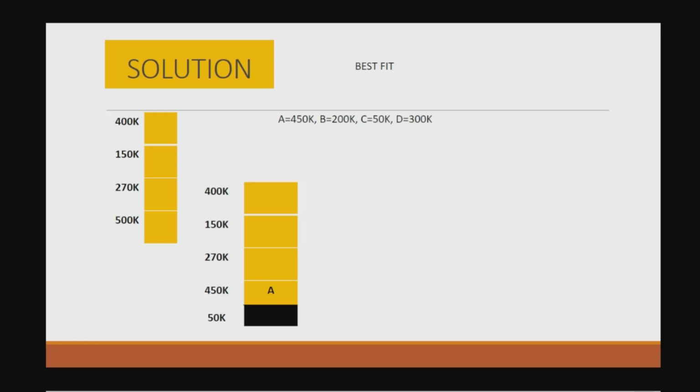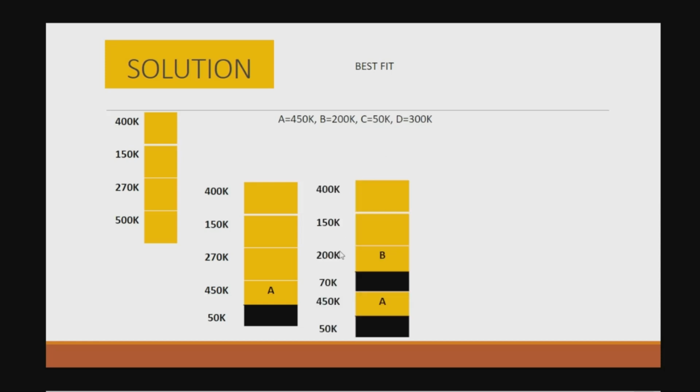So the next process is process B. So this one is best fit. Best fit means it tries each partition, then gives the smallest balance for the unused memory. So 200, okay, 200 for this block is enough, but the balance is 200. So it tries here and it's not enough. Try here, 270, enough. If we use this block, the balance is 70. If we use the other block, the balance will be 200. So it will choose this block.